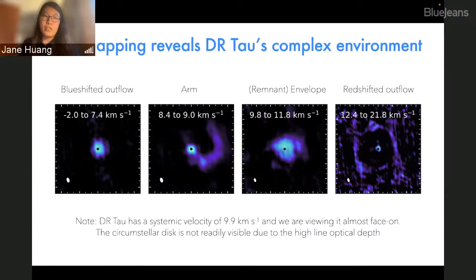So just to orient you, DR Tau has a systemic velocity of 9.9 kilometers per second, and we are looking at it such that the circumstellar disk is almost face-on to us. And here we don't really see the circumstellar disk itself due to the high optical depth of 12CO. At high velocity offsets from the systemic velocity, we see outflow emission. That's asymmetric. The blue shifted side appears to be more collimated, while the red shifted side manifests as an extended ring of material. And then close to the systemic velocity, we see an arm and envelope material.